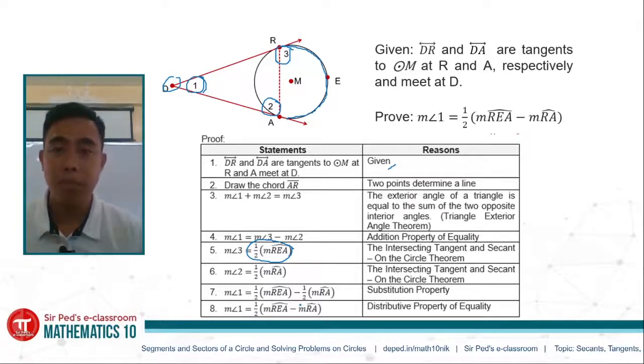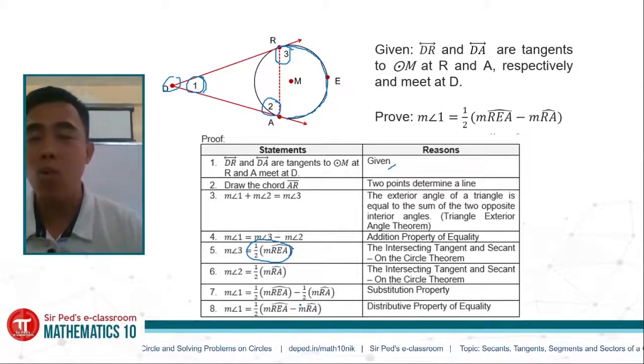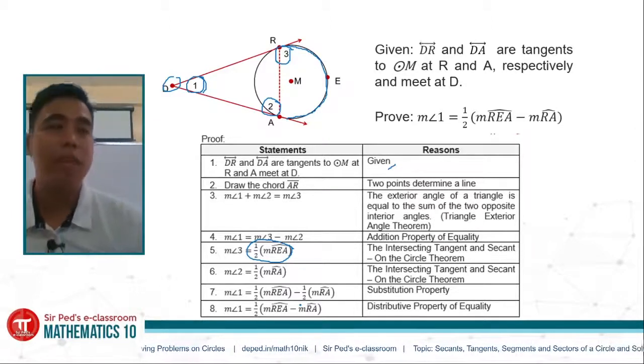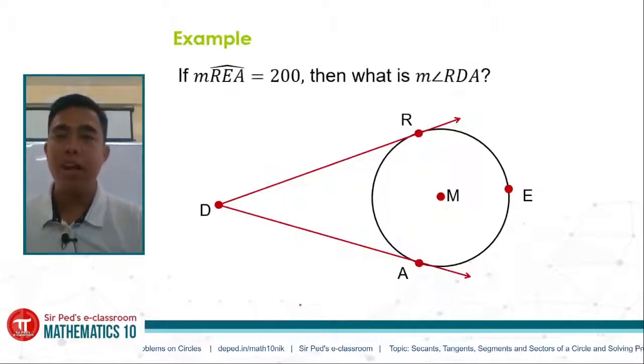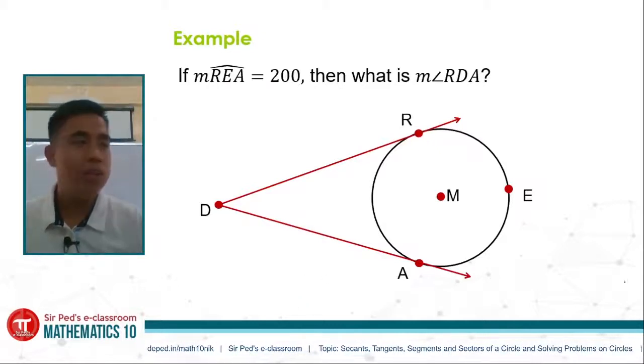So we have already proven that the measure of the angle formed by two tangent lines intersecting outside the circle is equal to 1/2 the positive difference of its intercepted arcs. So let's have an example. If the measure of arc REA is equal to 200 degrees, then what is the measure of angle RDA?